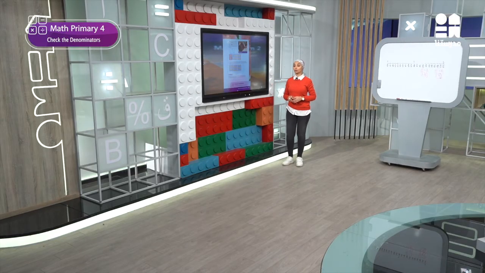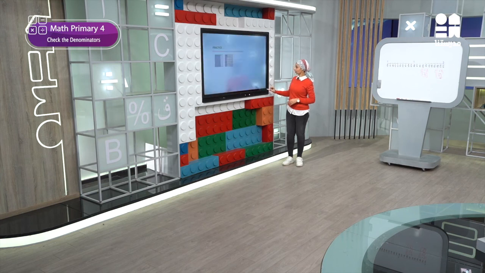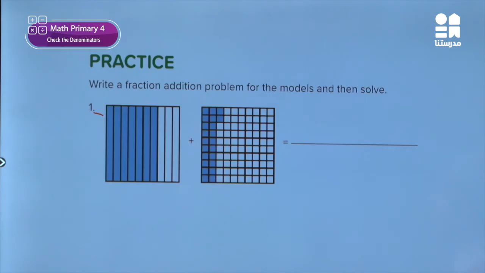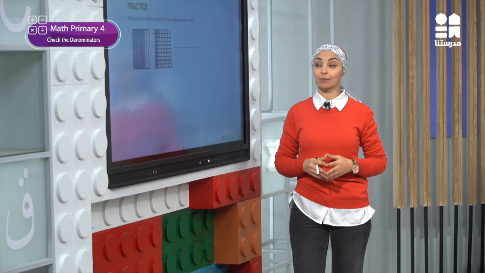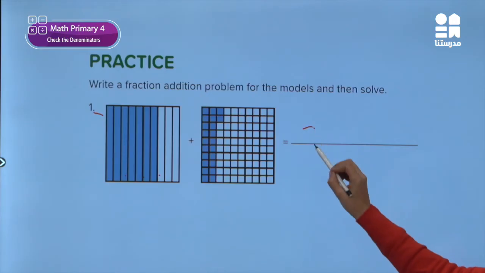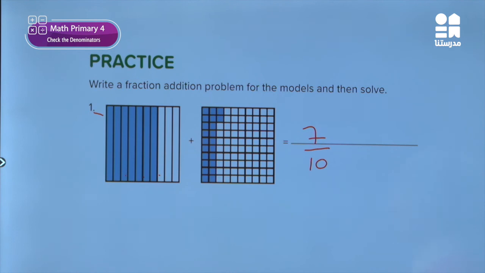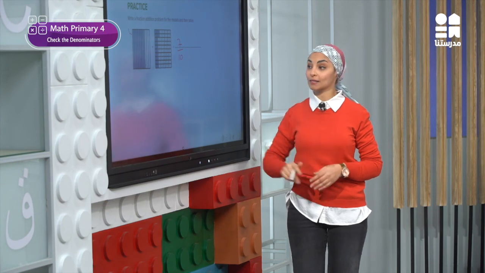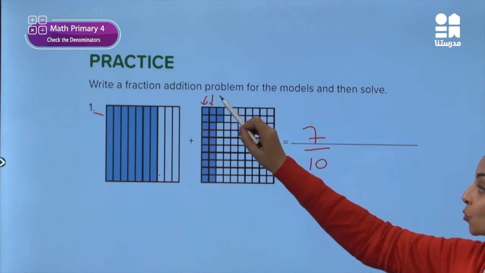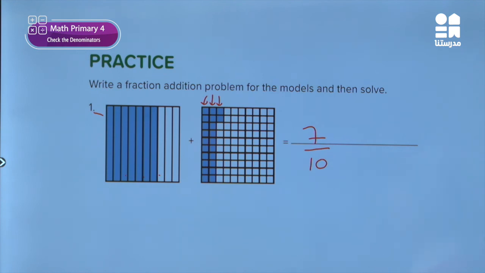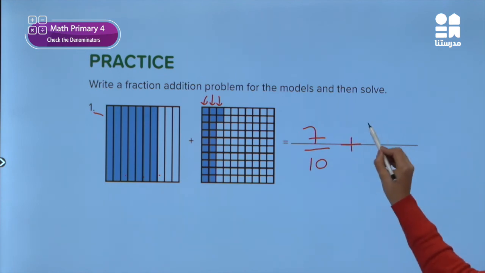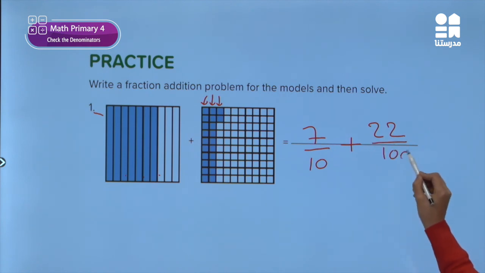Now let's solve problem number 1 all together. Here is the practice part and let's solve problem number 1. Okay, the first model is divided into 10 parts. If we look, we find the model is divided into 10 parts. 7 of them are shaded. So what is my fraction? 7 over 10, right? Let's see the second model. The second model has 22 shaded squares. If we count these squares, we find 22 shaded squares out of 100. So my fraction is 22 over 100.